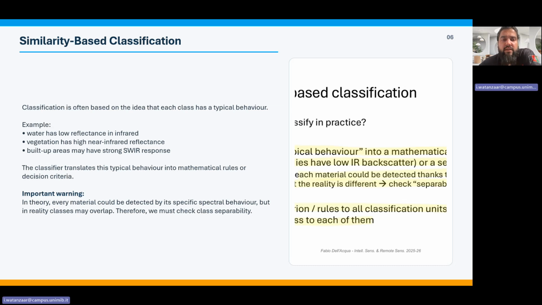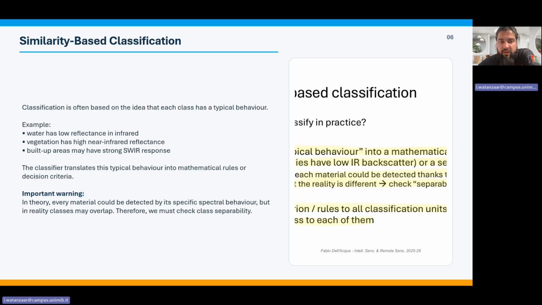So the classifier translates this typical behavior into mathematical rules or decision rules. And this is how the classifier is taking a decision. Inside the classifier, the classification unit is making a decision about a certain pixel, which class it belongs to.